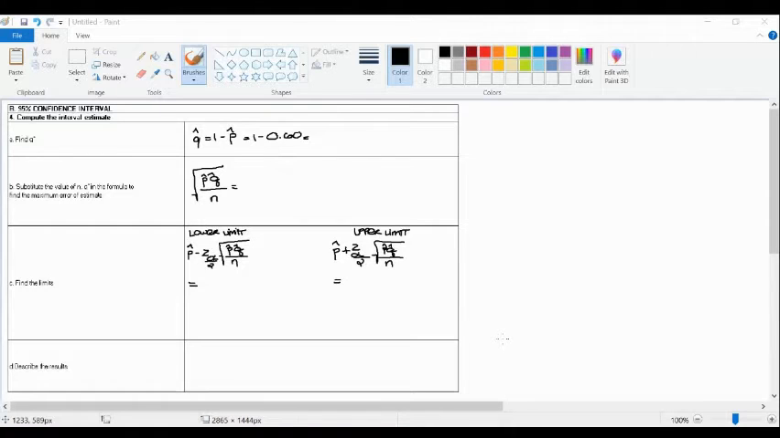We're done with your point estimate. For this, we're going to compute the interval estimate. First, we find the q hat, which is equal to 1 minus your p hat. So 1 minus 0.60 is 0.40. Next step, substitute the values of p hat, q hat and n in the formula to find the maximum error of the estimate.